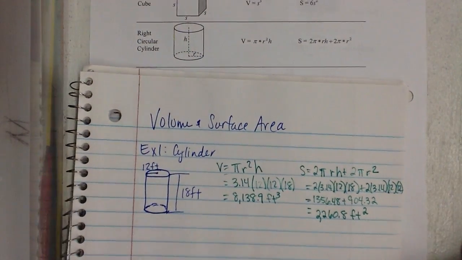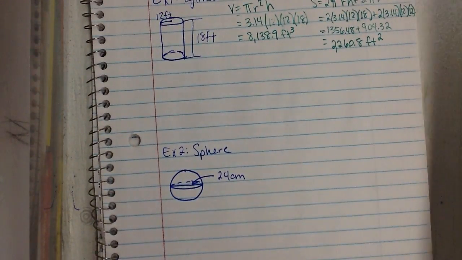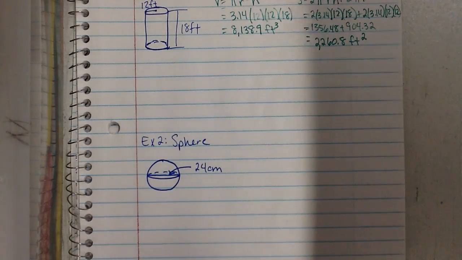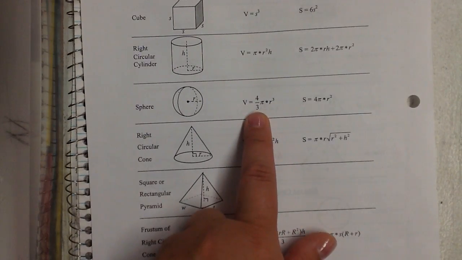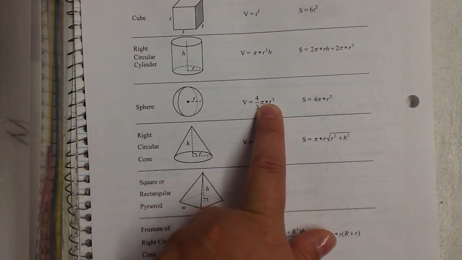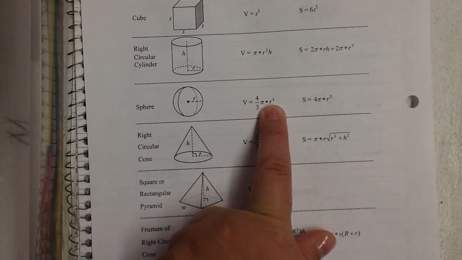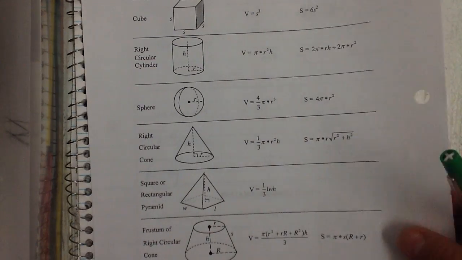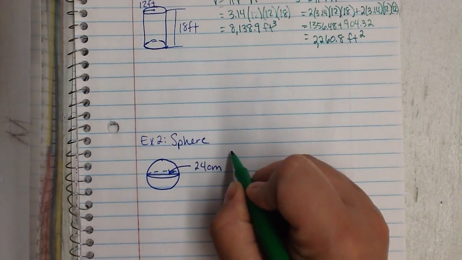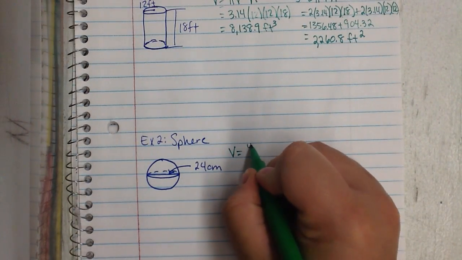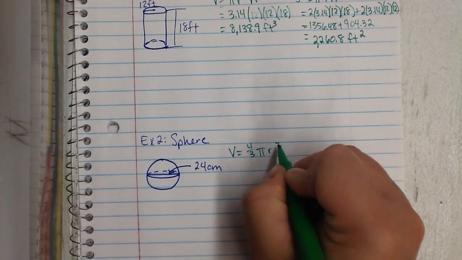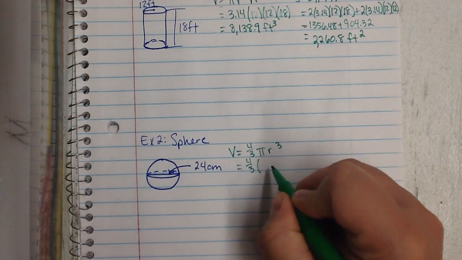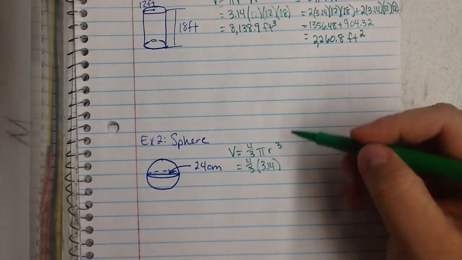So that's our first example. Our second example, we're going to do a sphere. We're going to do the same thing, volume and surface area of a sphere. On a sphere, volume is 4/3 pi r cubed, three dimensions, so it's cubed. Surface area is 4 pi r squared. So here we go. Volume equals 4/3 pi r to the third. We're going to leave this as 4/3, and pi is 3.14.